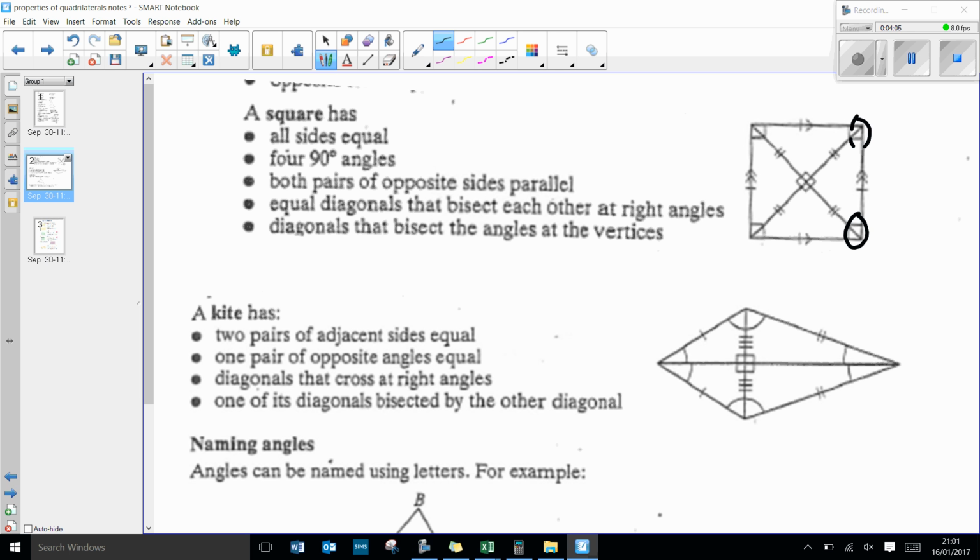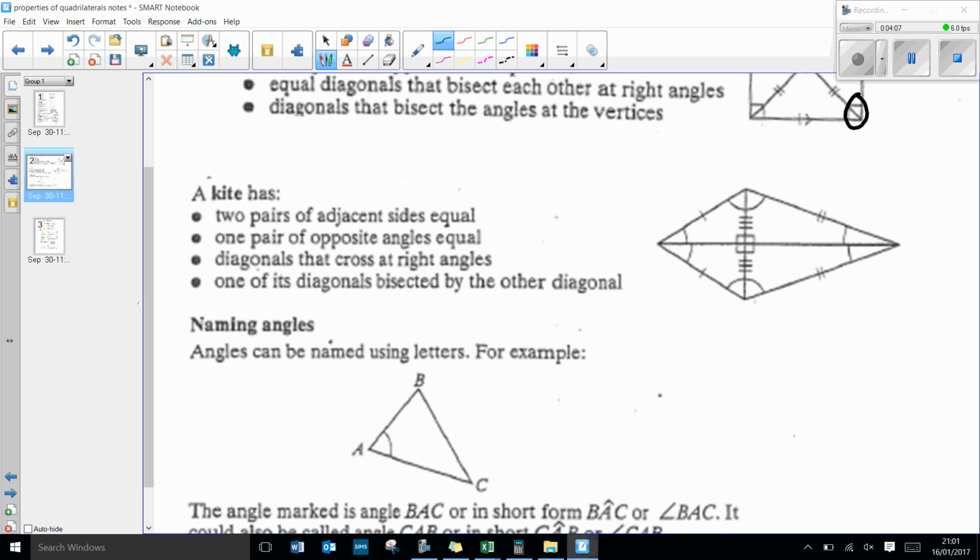Okay, the next shape is a kite. It's not a diamond, it is a kite. So they have 2 pairs of adjacent sides that are equal. This side and this side are adjacent. Adjacent means next to. And these sides are adjacent and they are equal. So they are the ones that are equal to each other. It has 1 pair of opposite angles that are equal, so that's these ones. Note the top and the bottom are not equal to each other.